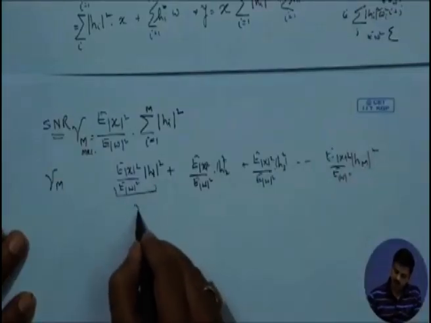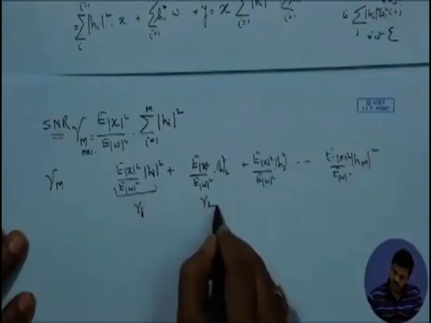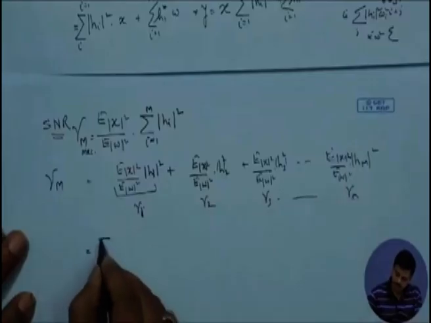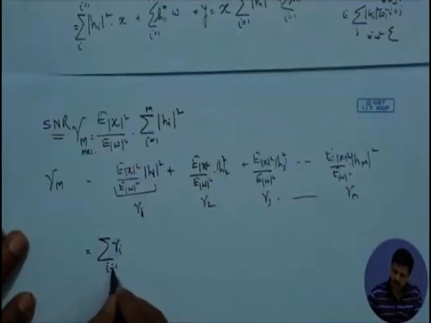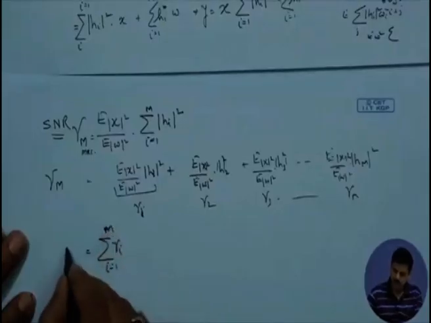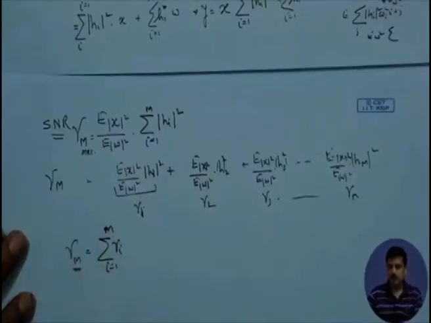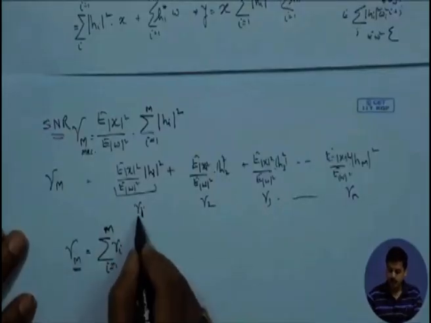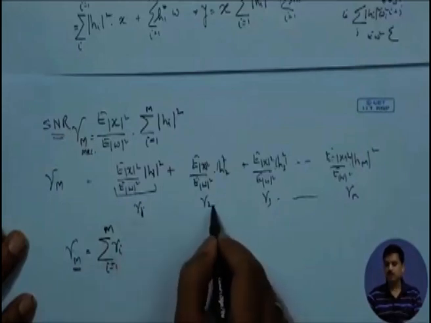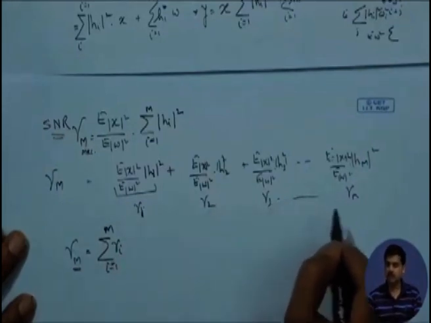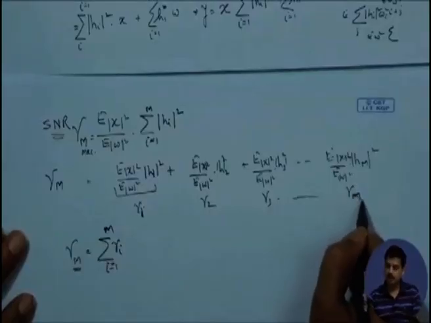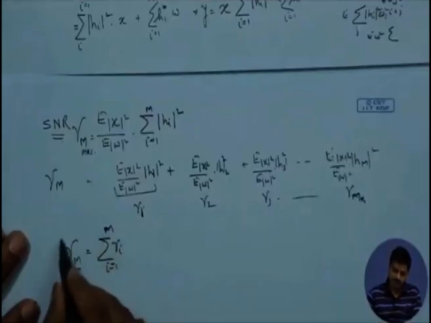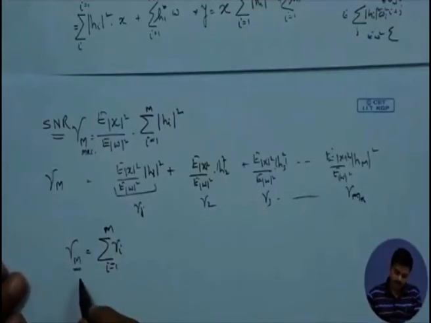So this is basically gamma 1, this is gamma 2, gamma 3 up to gamma m. So what we can write, this is equal to the sum over i equals 1 to m of gamma i, meaning that the SNR that is achieved at the end of the combining is the sum of the SNR of the individual branches. So gamma 1 is the SNR of the first branch, gamma 2 is the SNR of the second branch, gamma 3 the SNR of the third branch, and gamma m is the SNR of the mth branch. So by this particular method, one is able to add all the SNRs for the different branches.